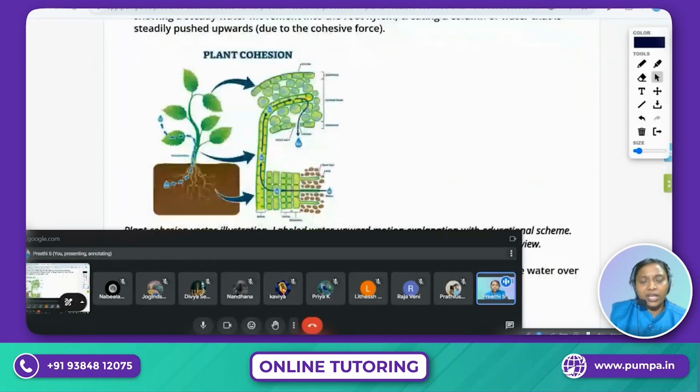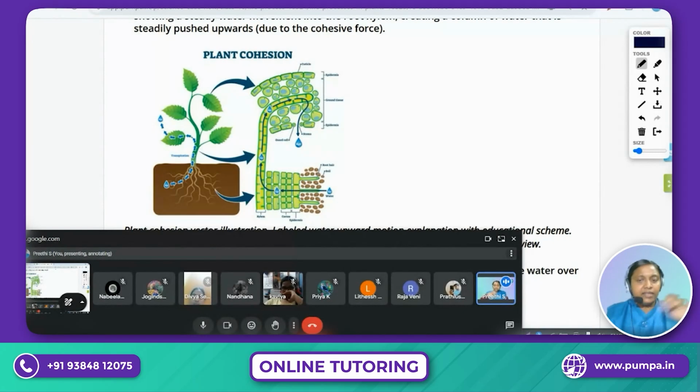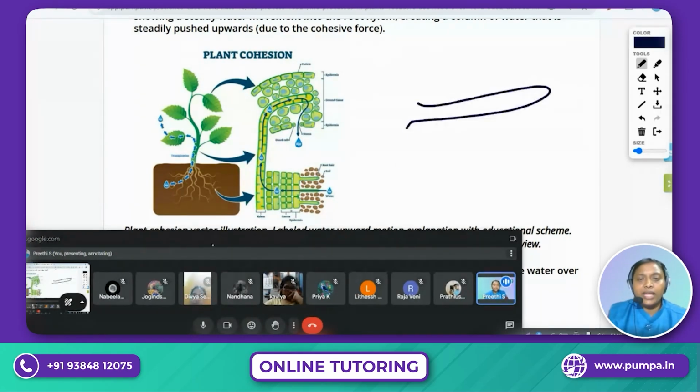Now, plant cohesion is nothing but, what is the root? To reach the plants, to reach till the stomata. For example, only the root will be absorbing the water, right? So just imagine this is a root hair. The root will have tiny root hairs.